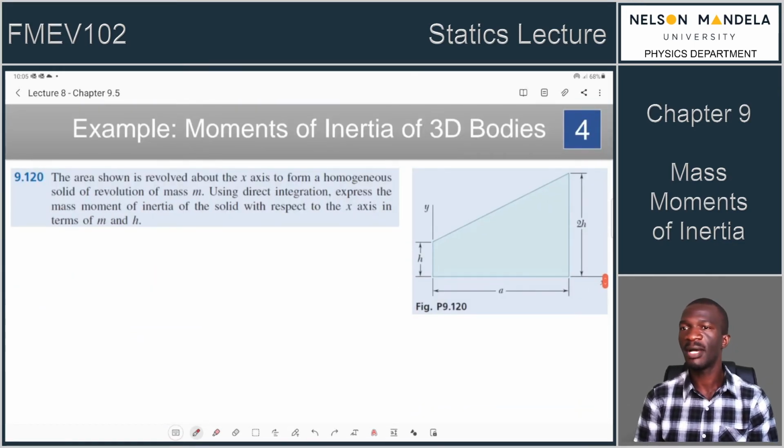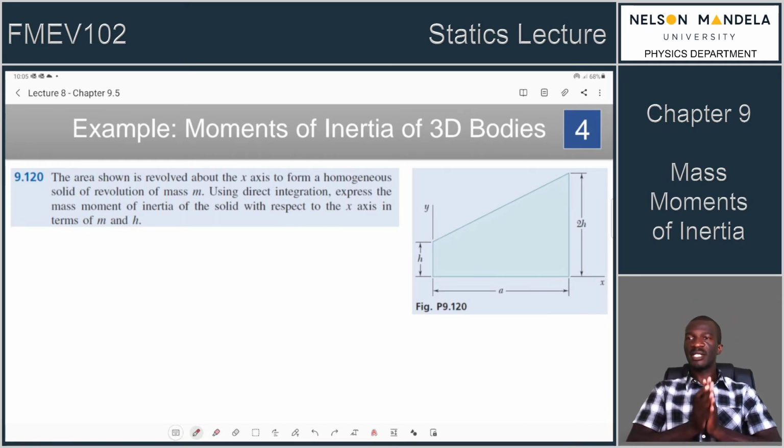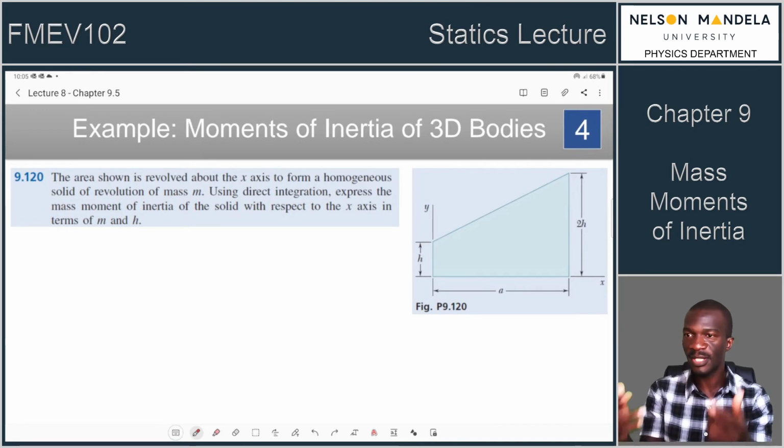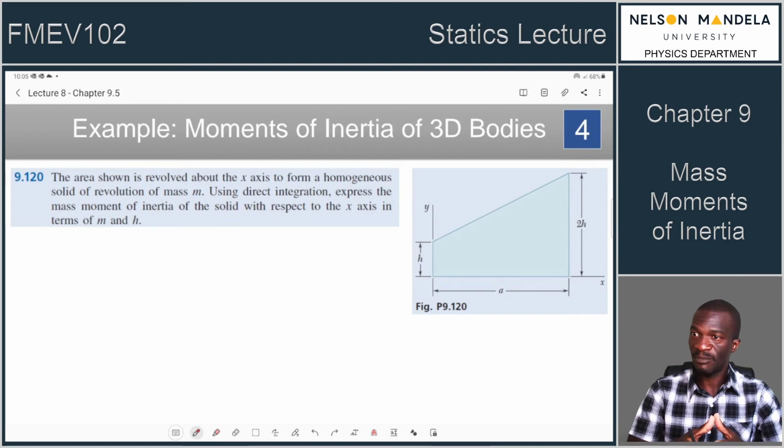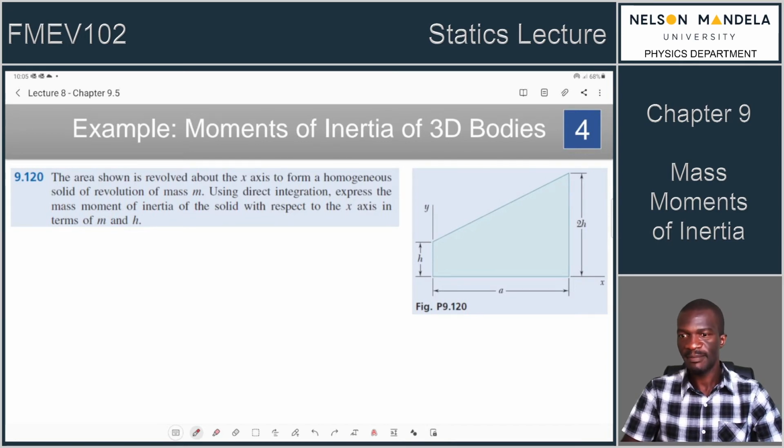We've got a question on moments of inertia of 3D bodies. The area shown is revolved about the x-axis to form a homogeneous solid of revolution of mass m. Okay, so we'll rotate this about the x-axis. So using direct integration, express the mass moment of inertia of the solid with respect to the x-axis.